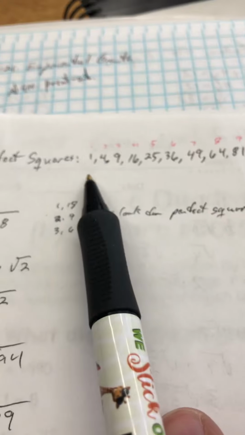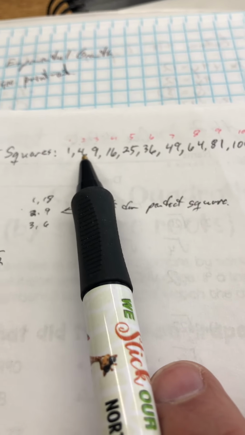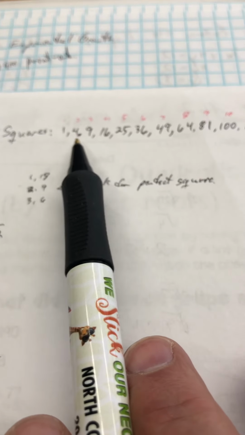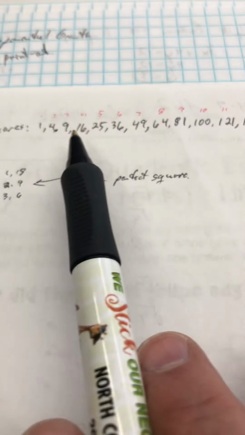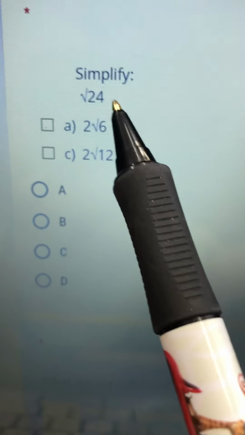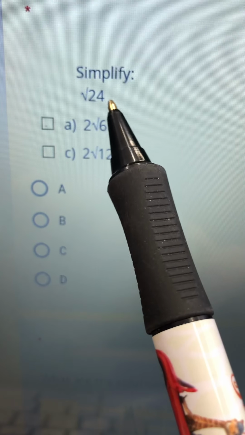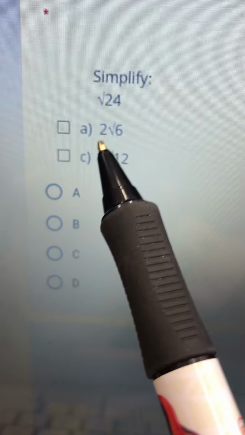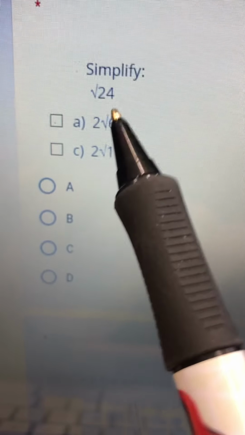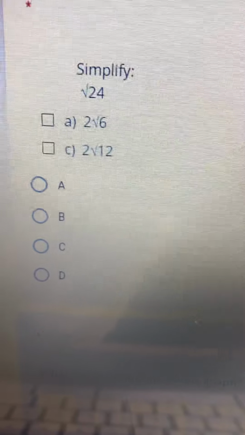So here's the perfect square list. You should have that in your notes, all the way up to 225. So if you want to pause that on there. It's going to be one of these numbers down here times another number that would give you your 24. And then you could take the square root of that perfect square, bring it out of the radical, and what's left in the square root is just what's left over.